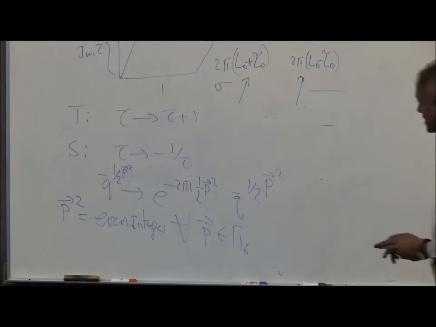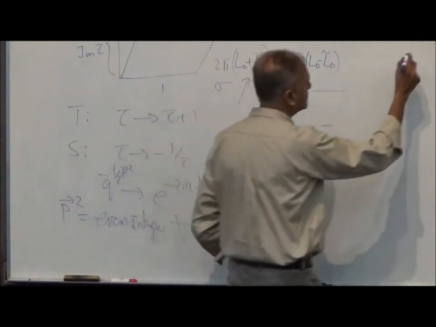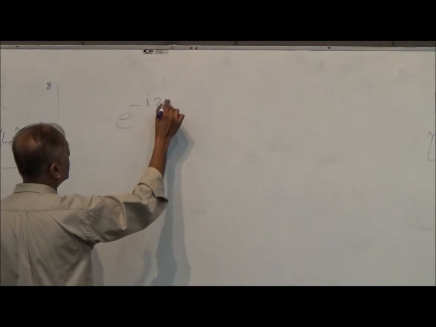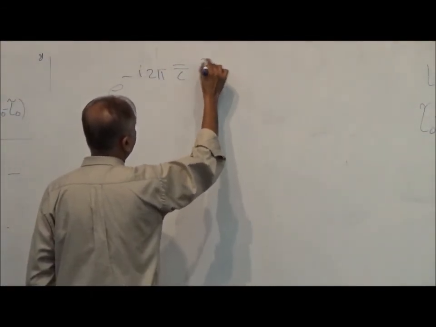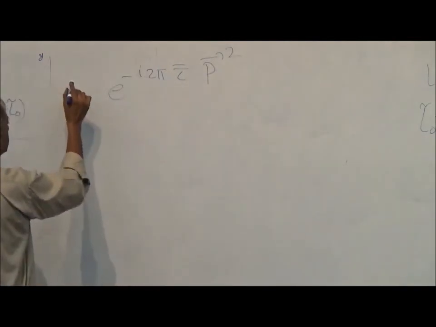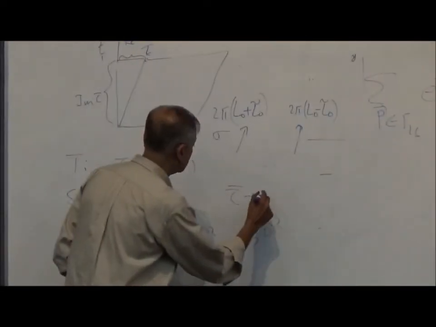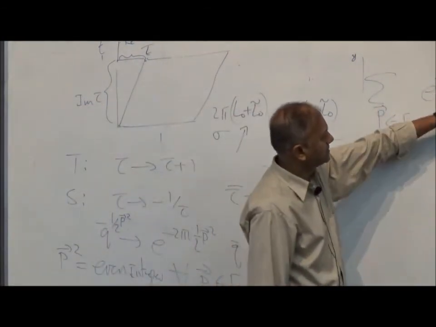This is a bit complicated, because look at this object. It is e to the power of minus 2 pi i times tau bar times p squared, and I have a sum of it. I just wrote q bar explicitly. Now when tau goes to minus 1 over tau, obviously tau bar goes to minus 1 over tau bar also, so this has to be inverted.